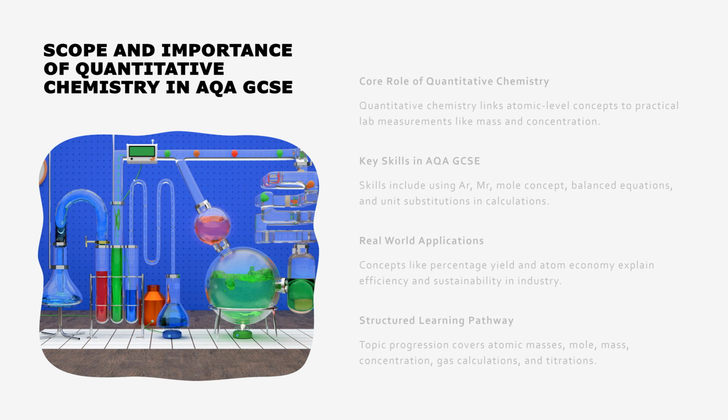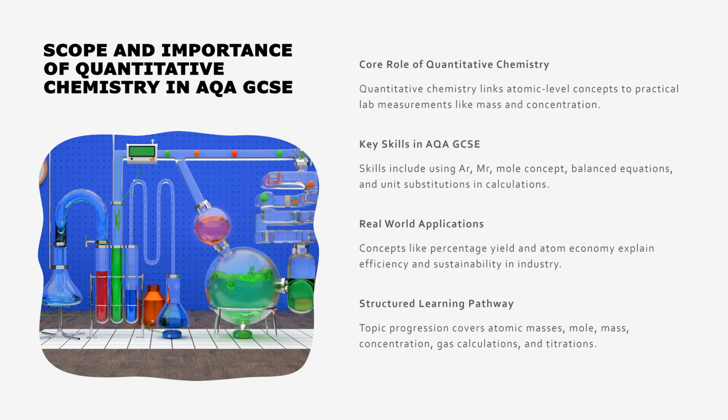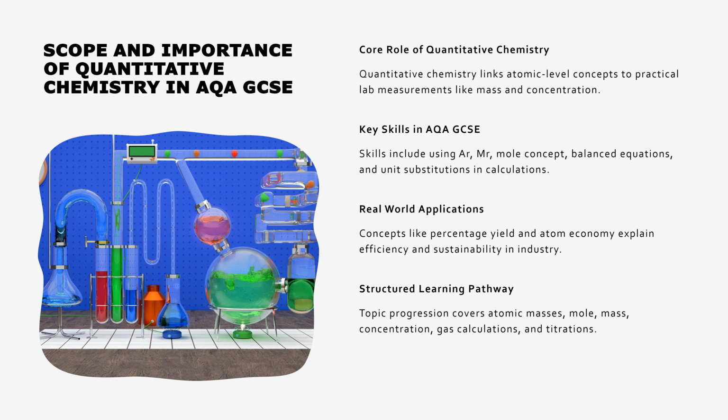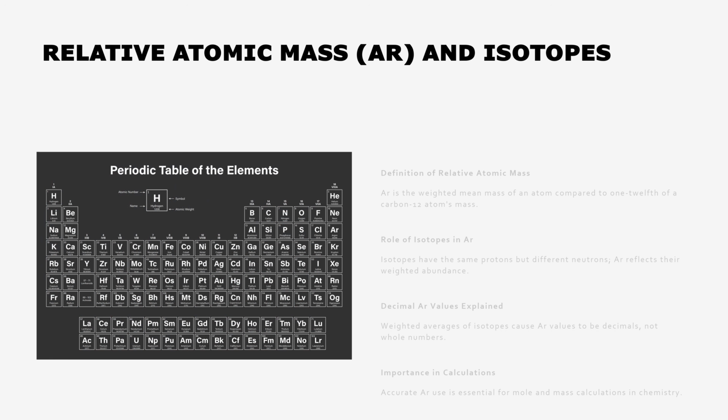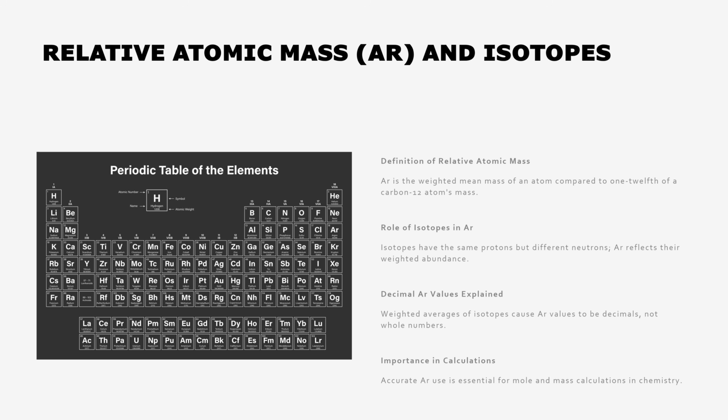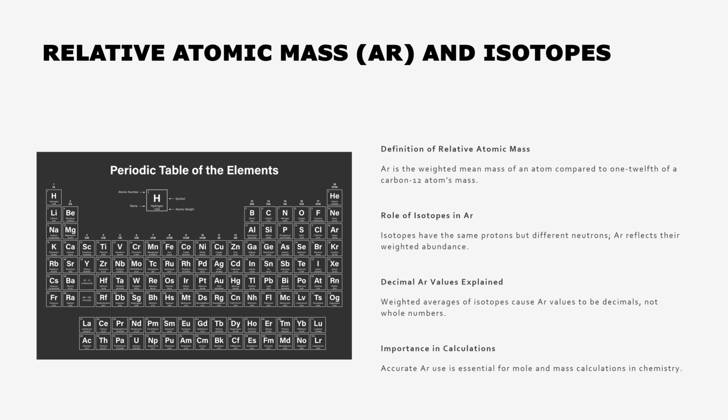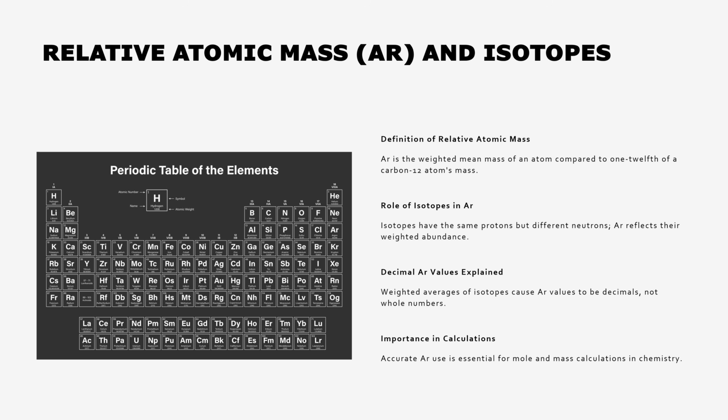Quantitative chemistry is a core area of the chemistry specification because it provides the mathematical tools needed to measure, predict, and analyze chemical reactions accurately. Relative atomic mass, known as Ar, is a fundamental concept in quantitative chemistry and is defined as the weighted mean mass of an atom of an element compared with 1/12 of the mass of a carbon-12 atom. In the AQA GCSE course, students are expected to use values provided in the periodic table to carry out further calculations involving moles and masses.